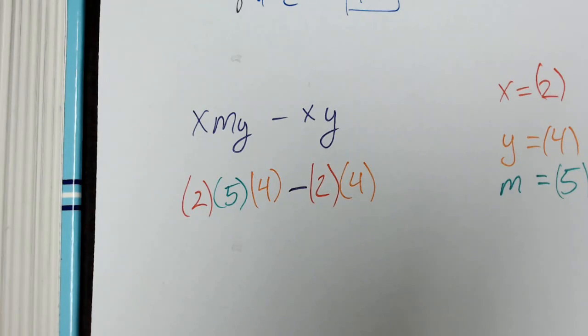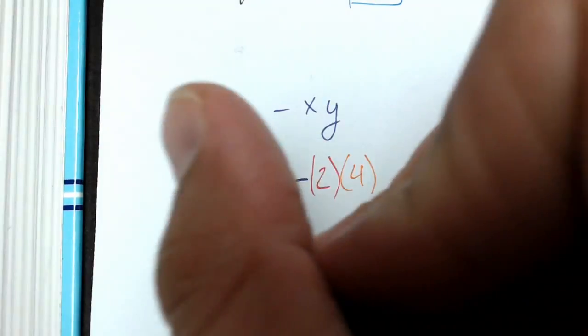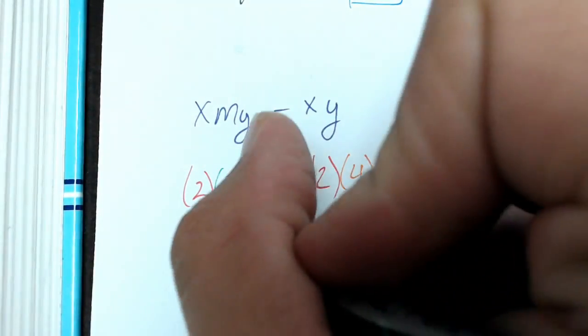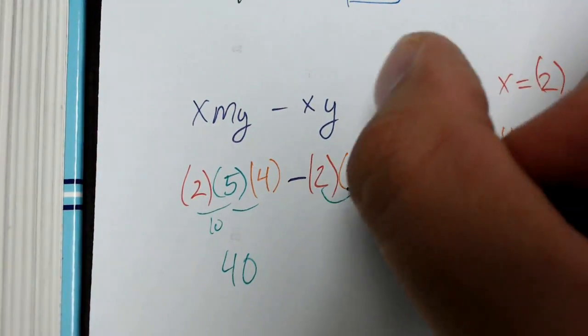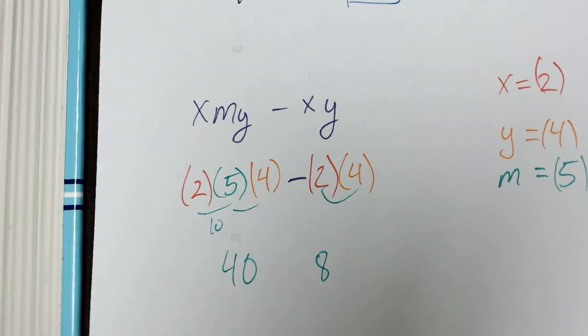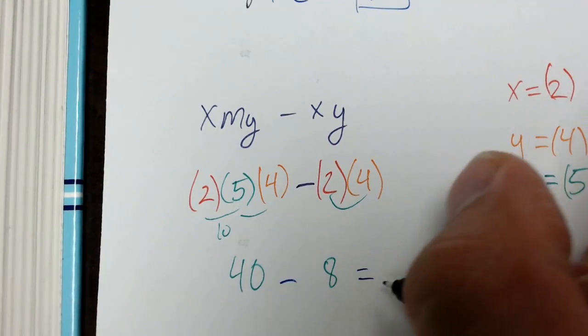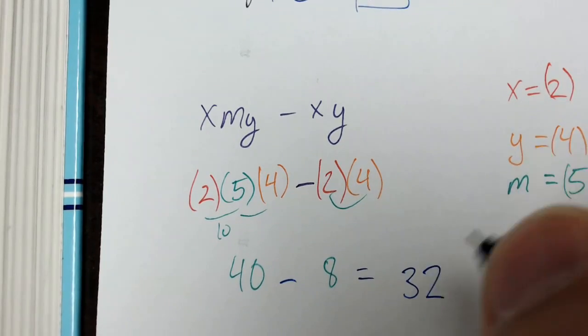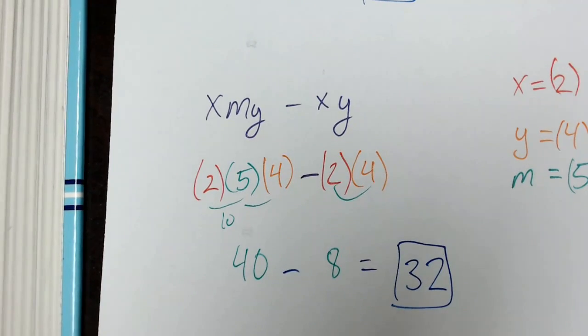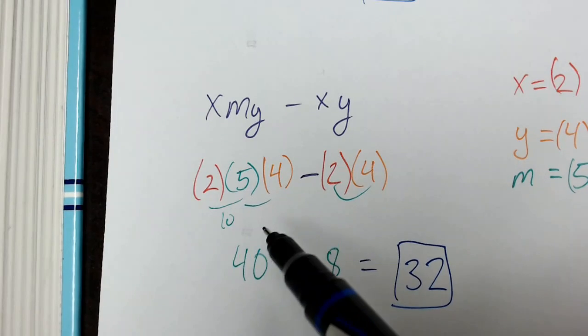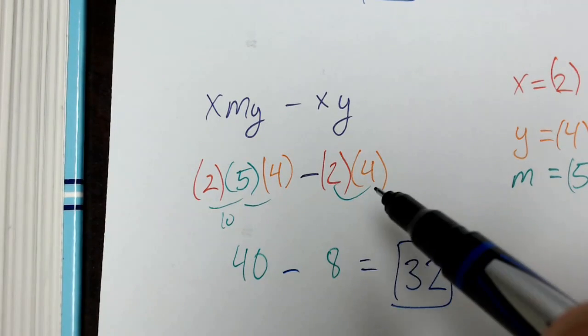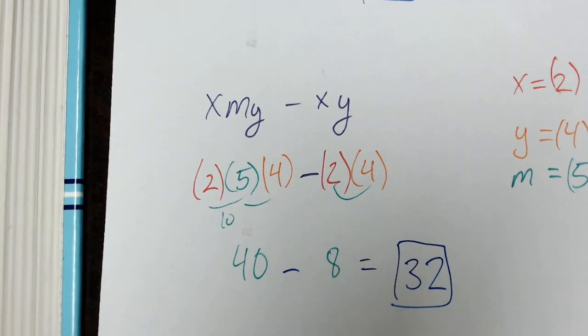Alright, now I'm going to solve using order of operations. So I'm going to use 2 times 5 times 4. 2 times 5 is 10. 10 times 4 is 40. And then 2 times 4 is 8. Then I'm going to do that subtraction symbol in between them. 40 minus 8 gives me 32. And that is my final answer here. So it takes a little while to plug it in, but it's worth it and you get the right answer. Don't ever forget the parentheses.